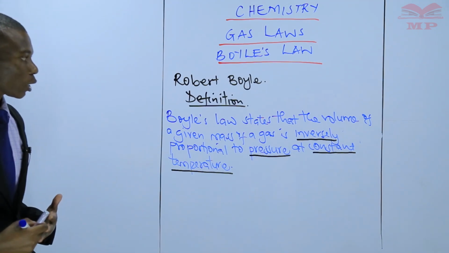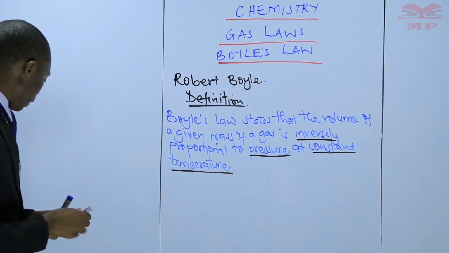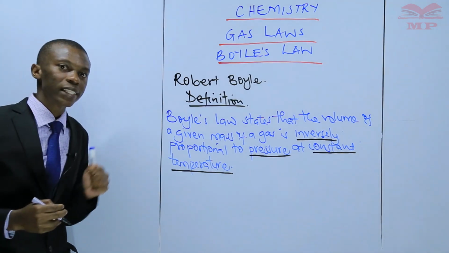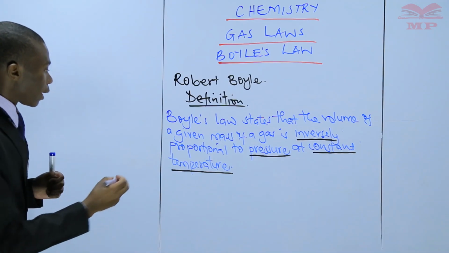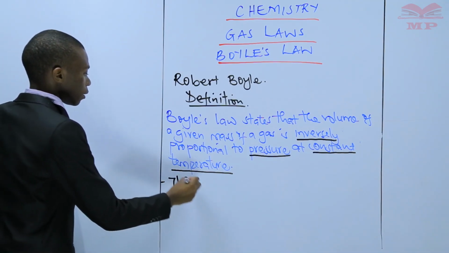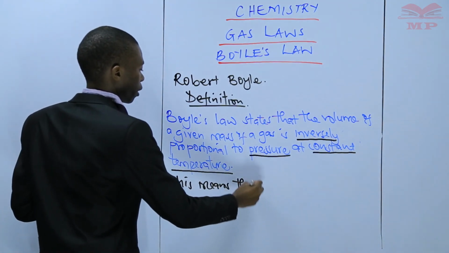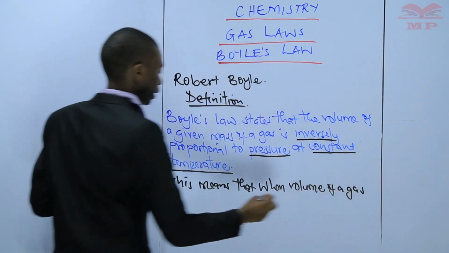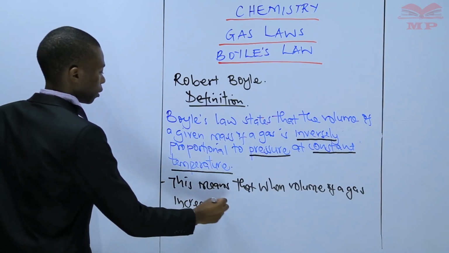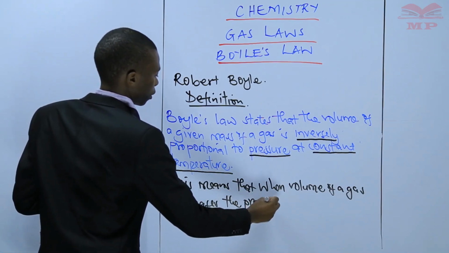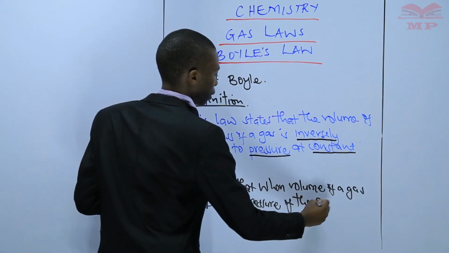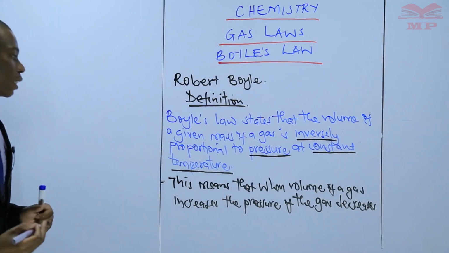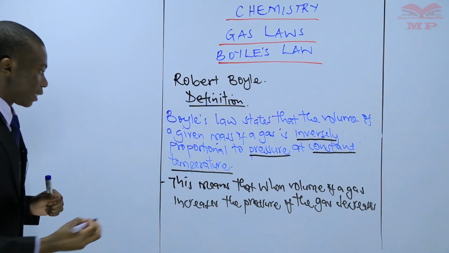I want to simplify it further for you. When we say that the volume of a given mass of a gas is inversely proportional to pressure, all this means is that when the volume of a gas increases, the pressure of the gas decreases.